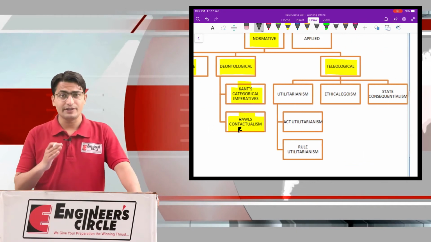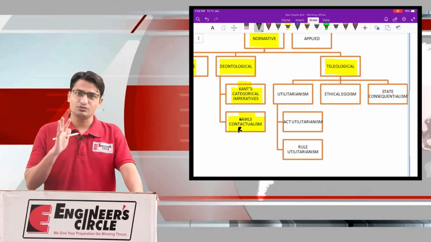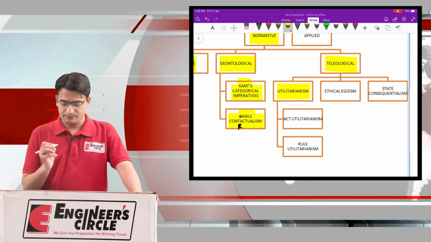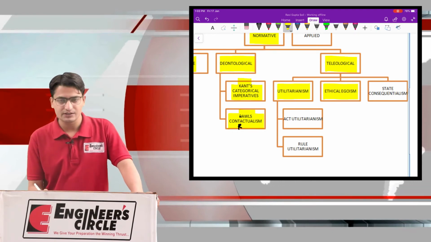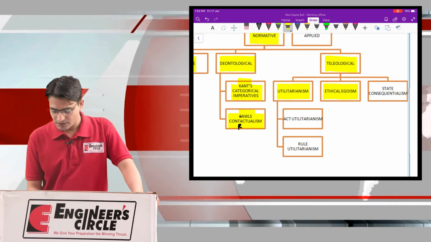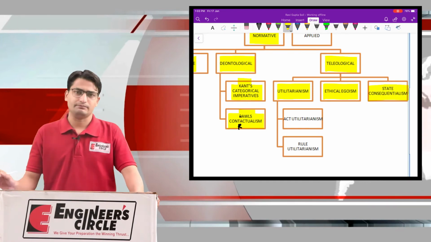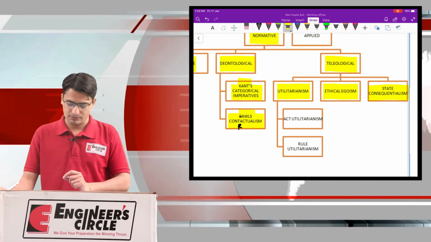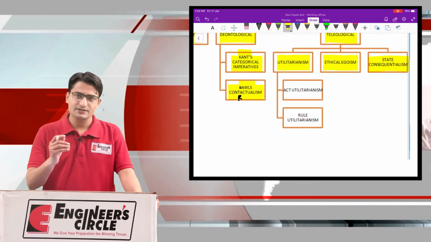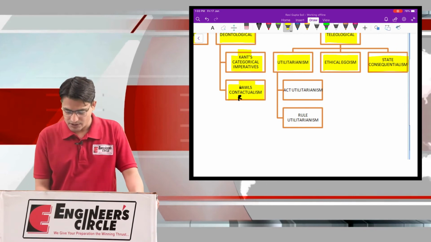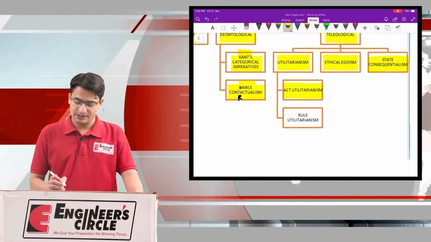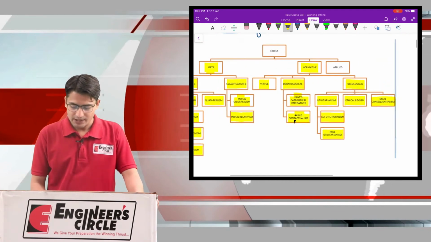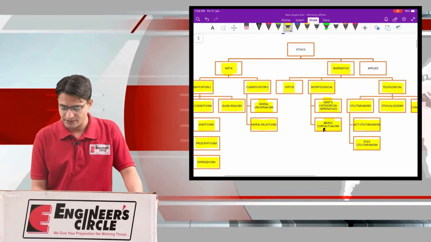And if you talk about teleological, then it is classified into three categories. The first one is utilitarianism, the second one is ethical egoism, and the third one is state consequentialism. Utilitarianism, ethical egoism, state consequentialism. And utilitarianism is further classified into act utilitarianism and rule utilitarianism. Okay. And finally there is the applied ethics part.